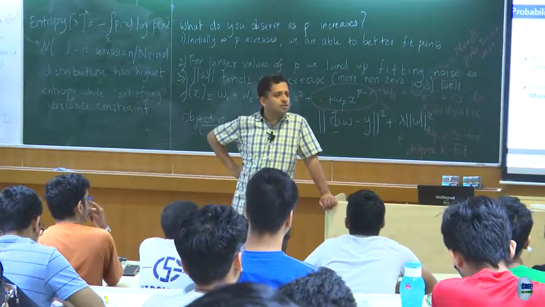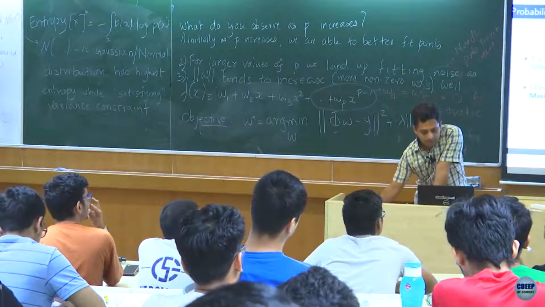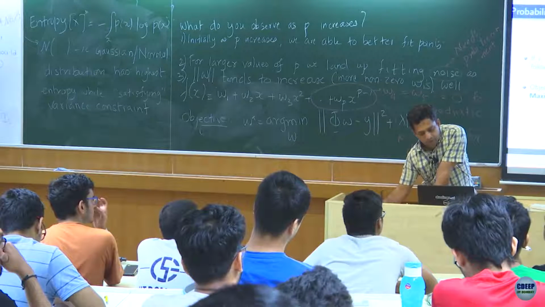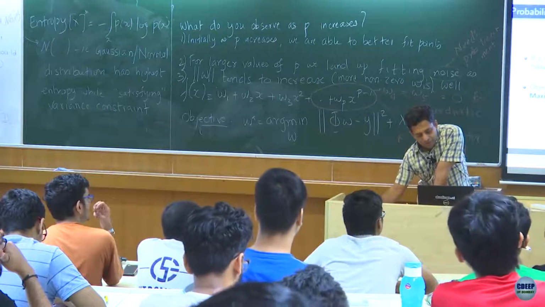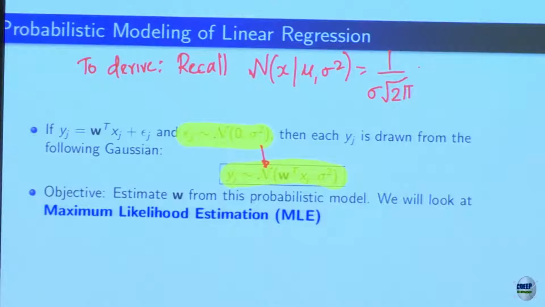I would like you to work this out as an exercise. To derive, you just need to recall what is the form of normal with mean mu and variance sigma square. What is this form? 1 upon sigma under root 2 pi e to the minus of x minus mu square divided by 2 sigma square. So all you have to do is use this form, and then the rest should follow.